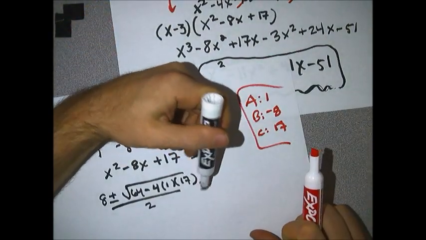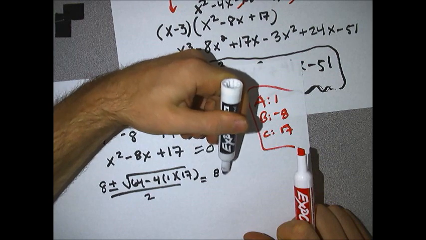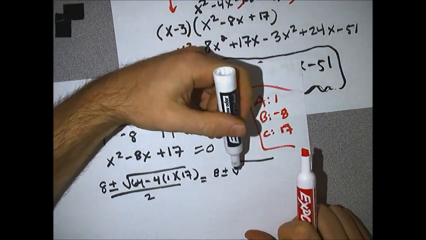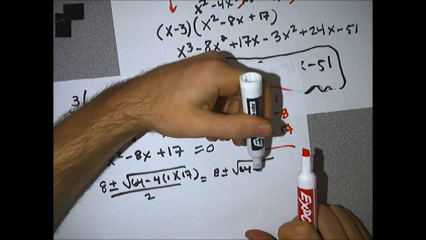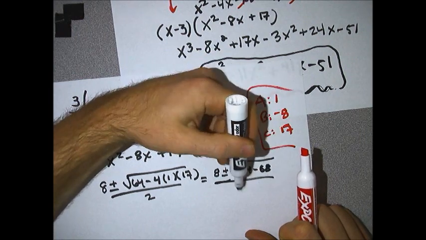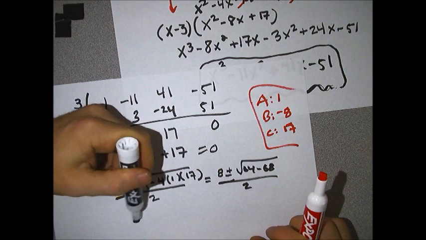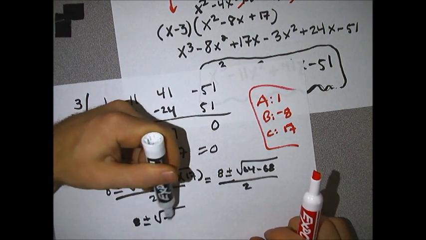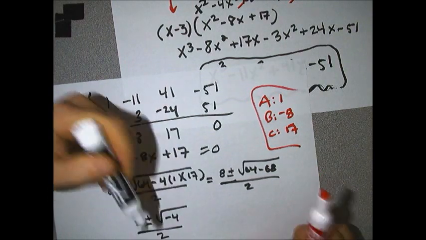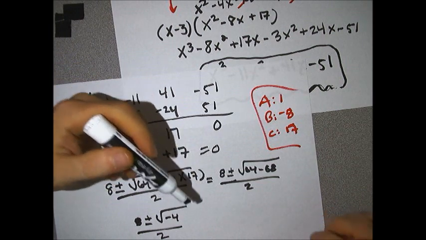So we have 8 plus or minus, what do we have here? 64 minus 68 all over 2. 64 minus 68 is a negative 4, so that's 8 plus or minus the root of negative 4 over 2. And what is the square root of negative 4?